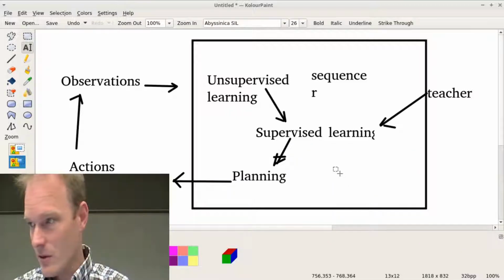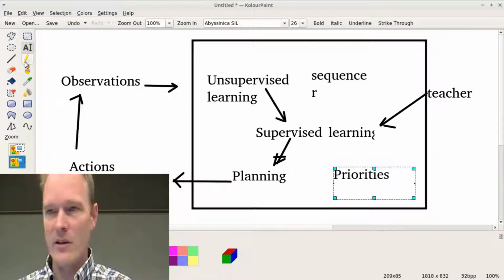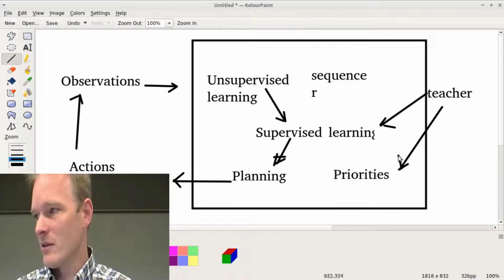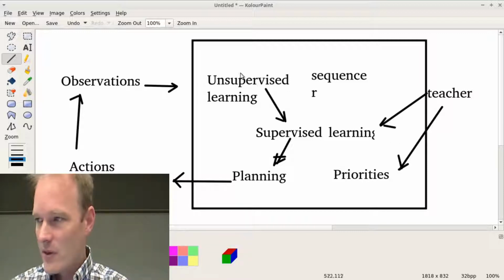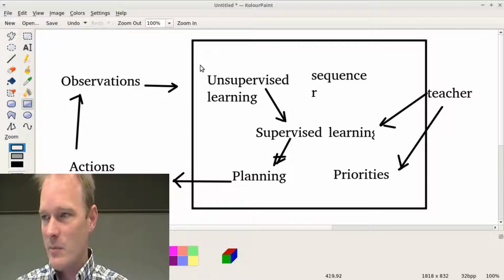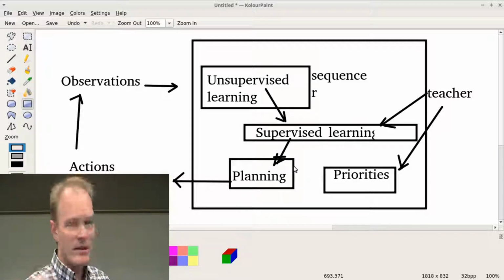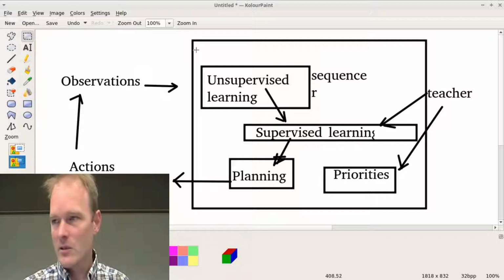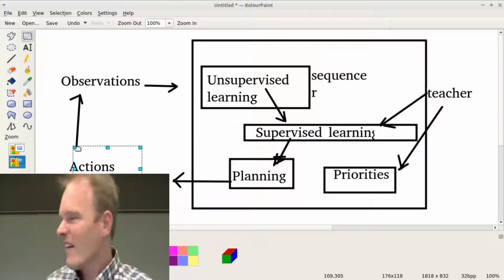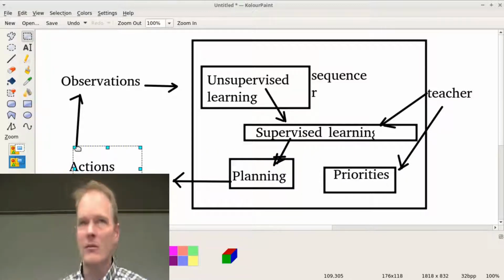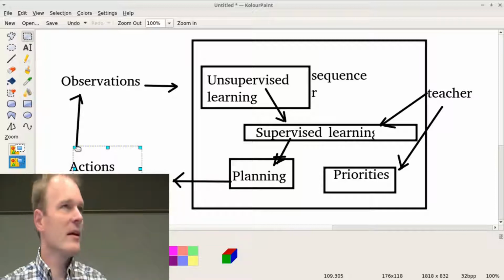Oh, and I guess in order to plan, we better have priorities, right? And where do those priorities come from? Maybe from our teachers or our experiences, or maybe we refine them ourselves. I don't know. But there's kind of all of these aspects of unsupervised learning and supervised learning and planning and priorities all interacting with each other. And the learning seems to take the observations first, and the planning is a little closer to the actions. And this all fits together nicely into some kind of a general agent model. And this must be what happens in your head to some extent.